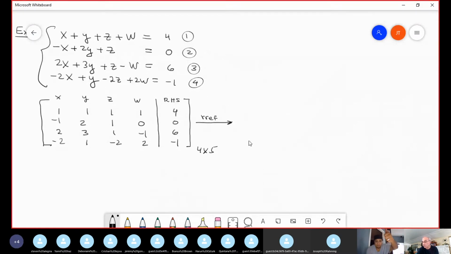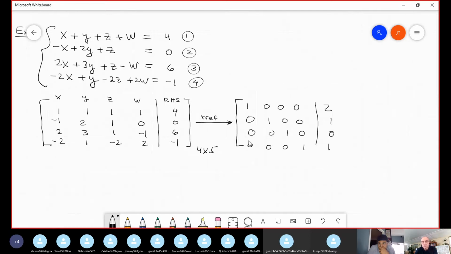Yes, sir. Absolutely. Well, the answer after the reduced row echelon is: line 1, 1, 1, 2, 3, 0; line 2, 0, 1, 0, 0, 1; then 0, 0, 0, 0, 1, 0, 0, and 0, 0, 0, 1, 1. Okay? The dimension stays the same because the only thing I'm doing is transformation using row operations.